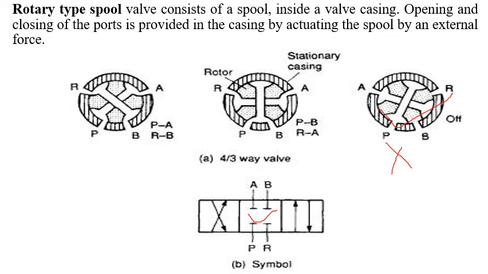And the third position is where P is connected to A and B is connected to the reservoir. Look at this. P is connected to A and B is connected to R. This is satisfied here. So all three conditions are satisfied. It is a 4 by 3 rotary type spool valve.